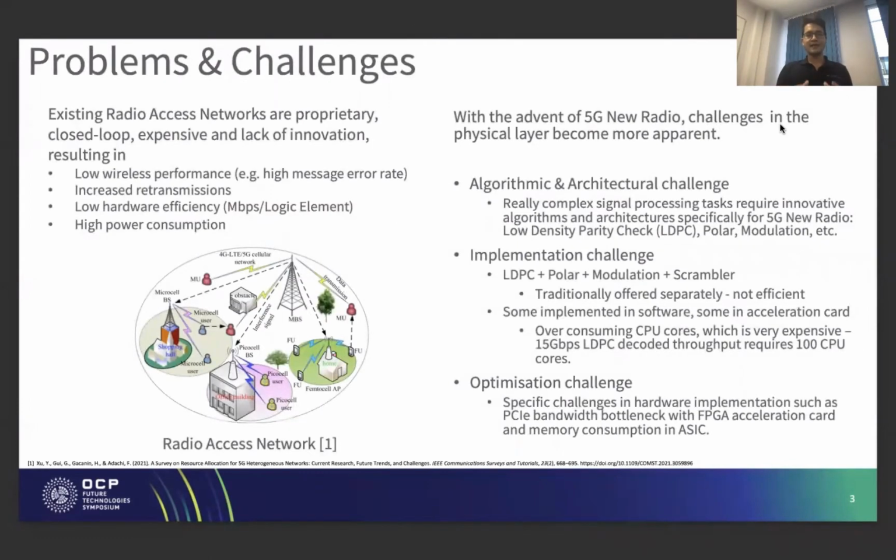Now, the problems we face in existing radio access networks, i.e. RAN, are proprietary, expensive, and lack of innovations, resulting in all the disadvantages on the left you can see here. And with 5G commercial rollouts coming out these few years, we also face challenges such as algorithmic and architectural challenges around complex signal processing tasks, such as LDPC, implementation challenges around software and hardware co-design, and also optimization challenges around PCIe bandwidth bottlenecking the data traffic between FPGA and the machine.